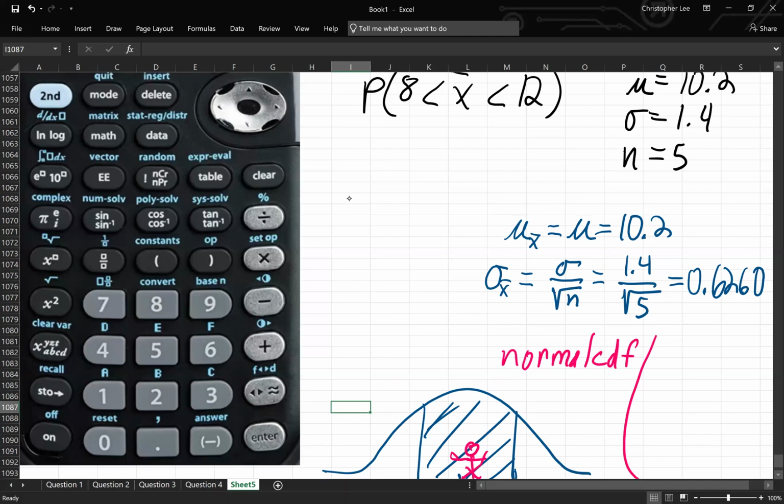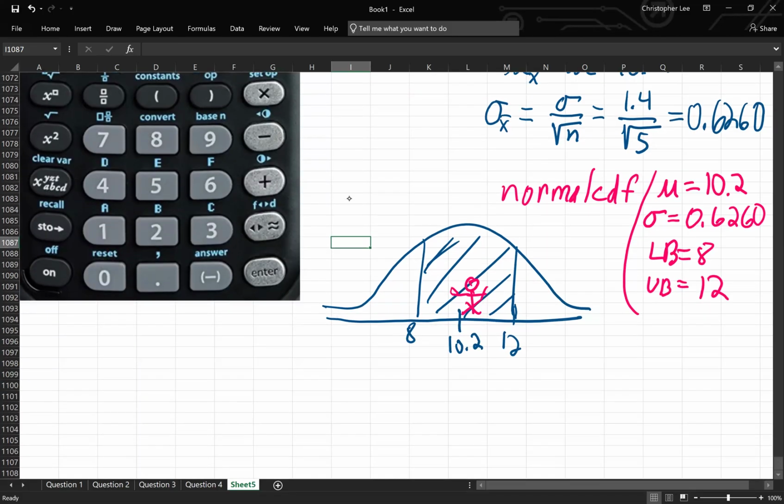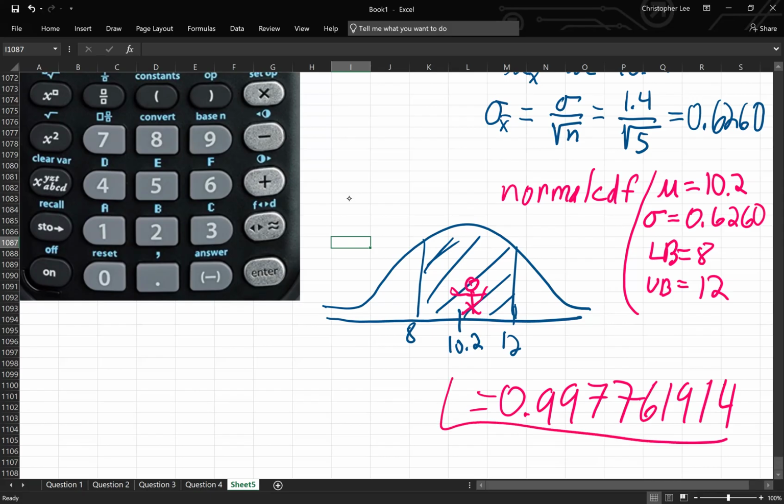But here's what's going to change. They're asking you for your mean, mu. That's still 10.2. But my standard deviation is not the 1.4. It's what we just found in the calculator, the 0.6260. Then you do your lower bound, which in this case is 8, and then your upper bound, which in this case is 12. And to enter, tell me what you get. 99.77 what? Perfect. Same answer that we got using the table.